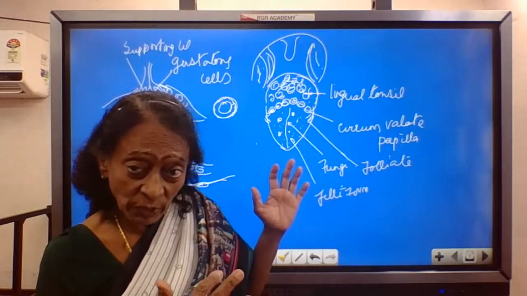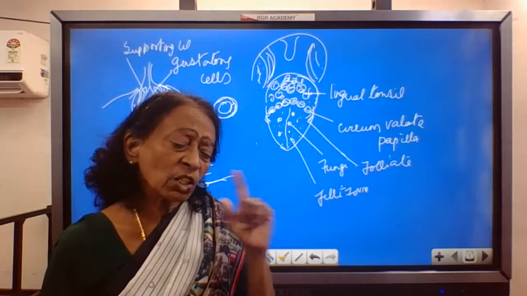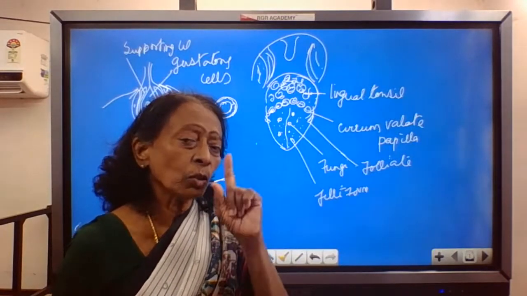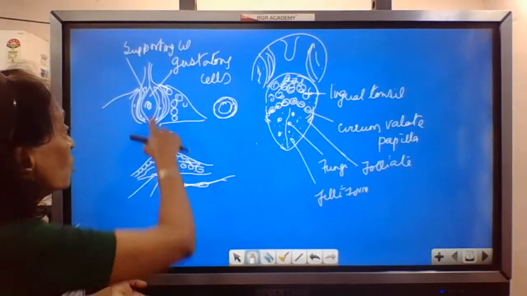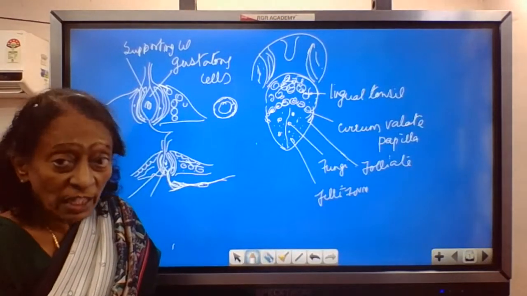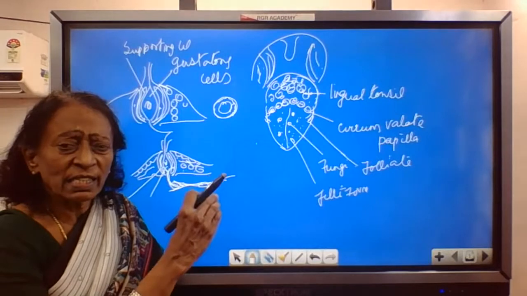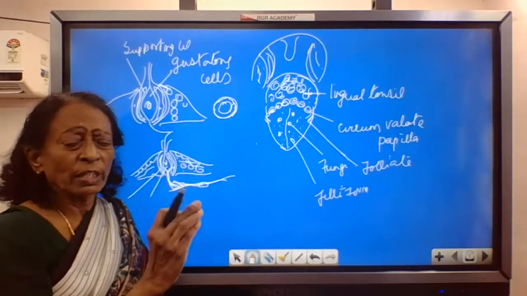But when you come to sensation, which is the sense organs or sensory receptors of your tongue, write papillae, gustatory cells or taste bud. Now this whole thing is known as a taste bud. Now a taste bud has got two types of cells: gustatory cells, the receptor cells, and the supporting cells.